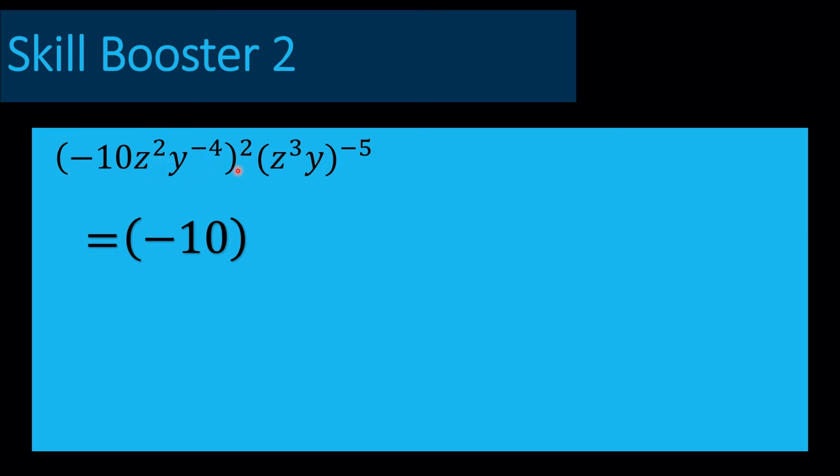So on this part, we already know that what we are going to do is to distribute the power, raise each factor to 2. So first factor is negative 10, so that is negative 10 raised to the power of 2. Next factor, we have z squared raised to the power of 2. Next factor is y to the power of negative 4. So we are also going to raise that to 2. So we are done with the first part.